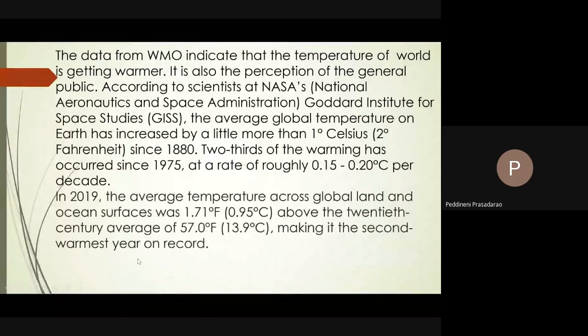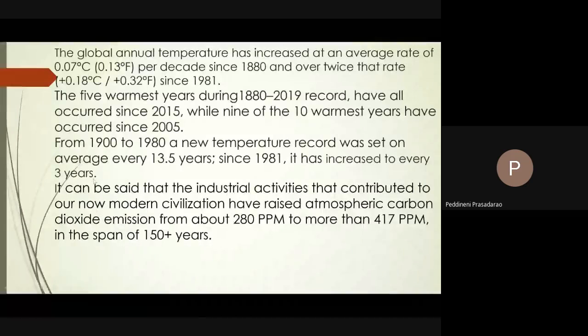If you look at our perception or at different models, the temperature of the lower atmosphere is slowly and steadily increasing. This is the perception, and these are also the records or statistics. The global annual temperature has increased at an average rate of 0.07 degrees centigrade per decade since 1880, and over twice that rate since 1981.